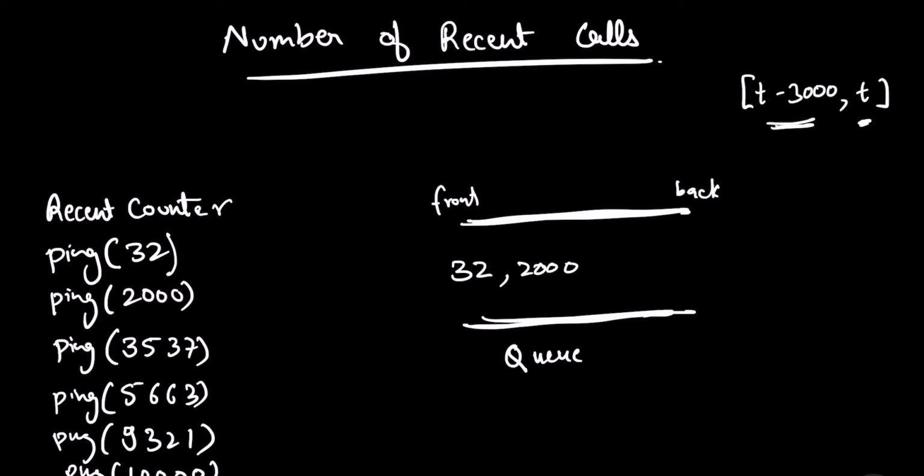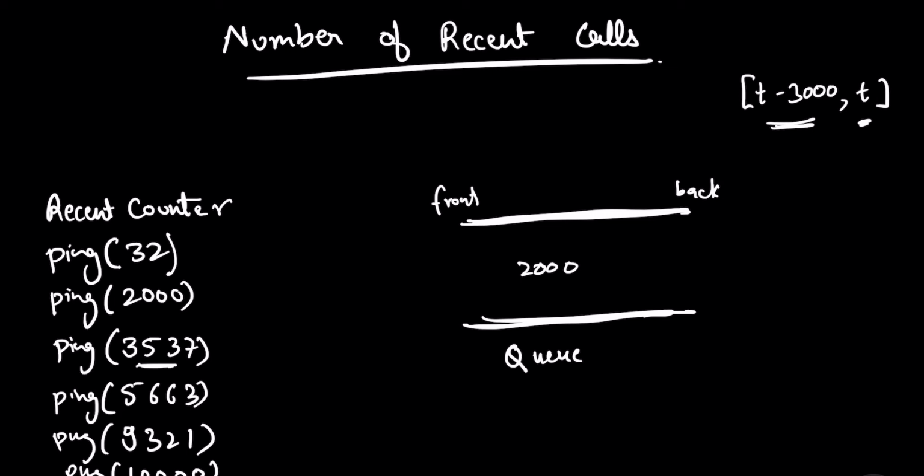Okay. Now let's look at our next function call. So that happens at 3537, right? So again, look at the front element of the queue and check if it happens before t minus 3000. So here 32 obviously is a time that is before 3537 minus 3000. So in that case, this becomes an outdated call, right? 32 becomes an outdated call. So in that case, we should just remove it, pop it from the queue, okay?